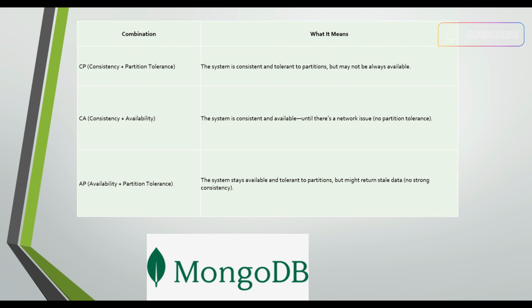Then CA, consistency and availability. The system can be consistent and available, but if there is a network issue, partition tolerance will not be available over here. It's not going to happen. Then you see AP, availability and partition tolerance. The system will always be available and it is going to tolerate partitions, but the system might not be in a consistent state. So it may return some stale data, and that is not in your hand. That's what you have to compromise on when you're dealing with the CAP theorem and with such databases.